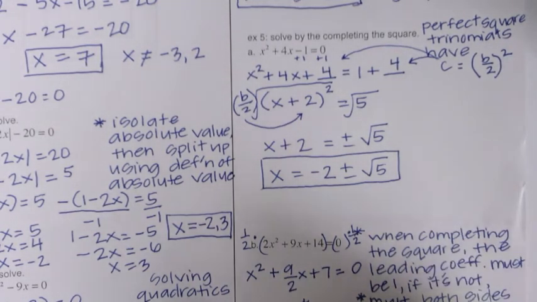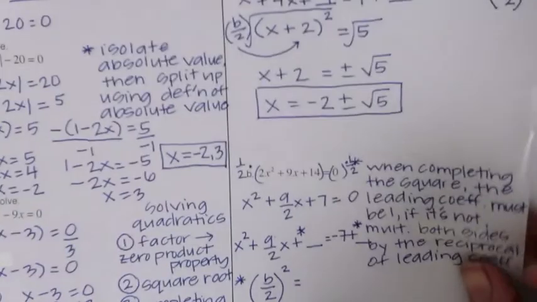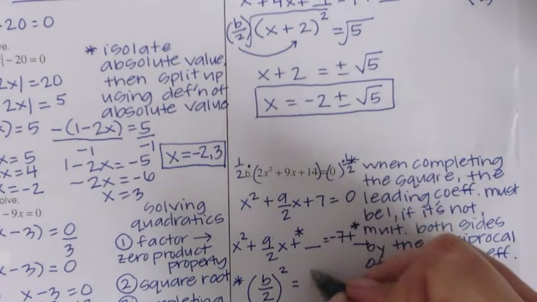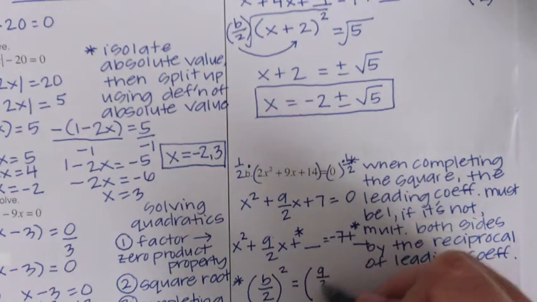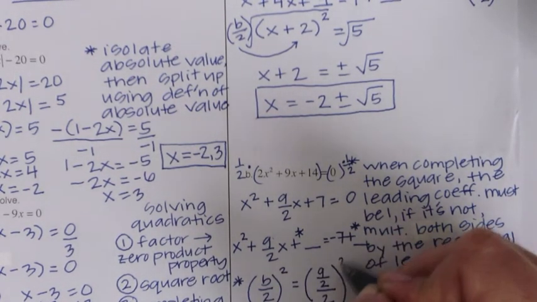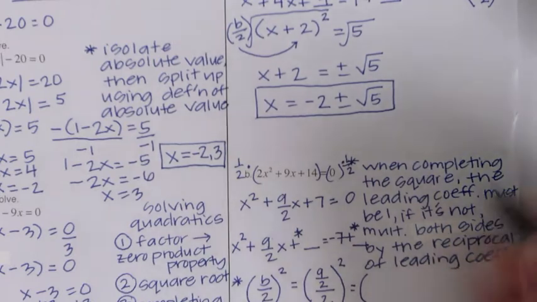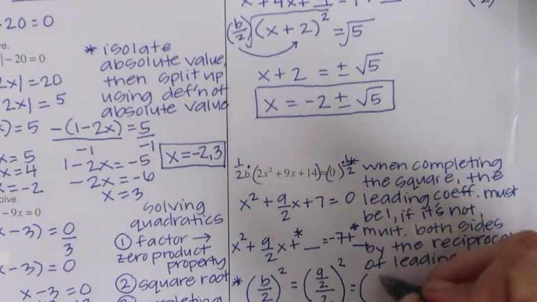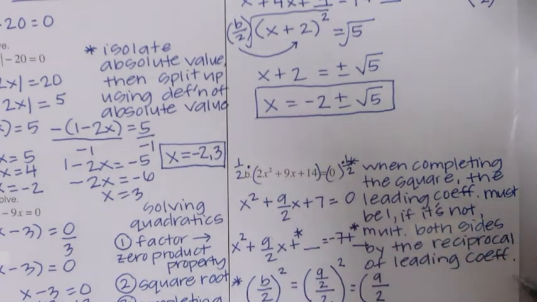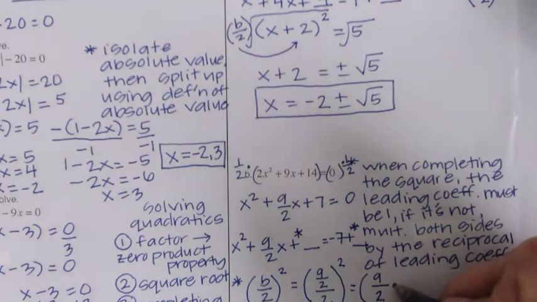So first thing we have is b. Our b term is right here. It's 9 over 2. So we're going to do 9 over 2 divided by 2, because b is 9 over 2. And then we have to square it. Well, dividing fractions, you've got to multiply, copy, dot, flip. Dividing fractions, easy as pie, just flip the second and multiply.